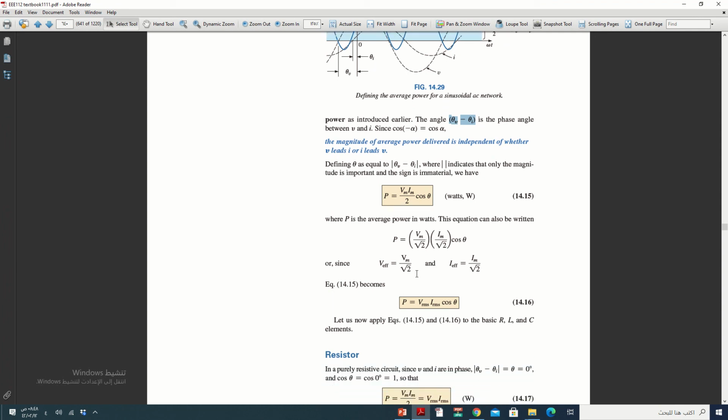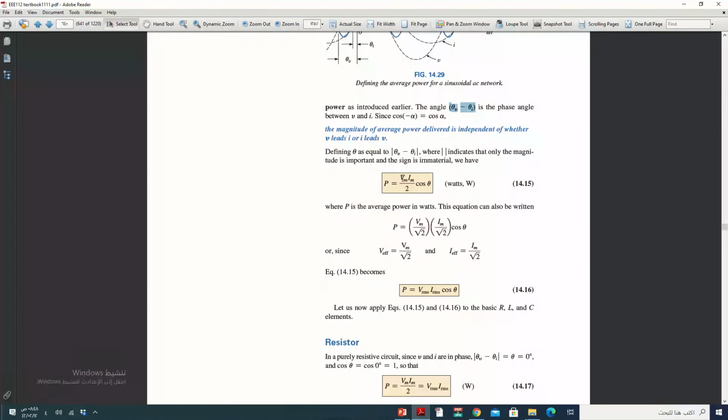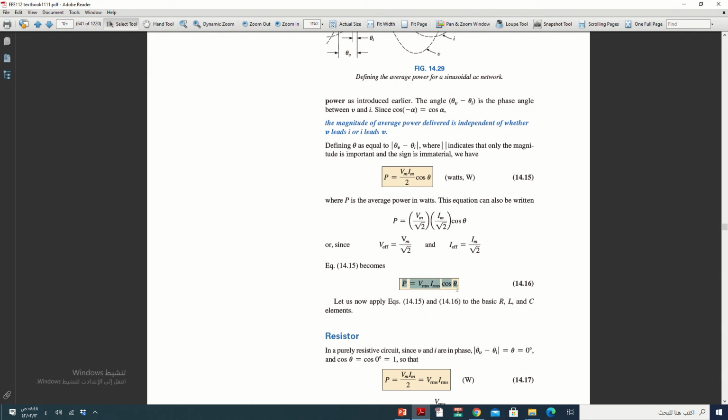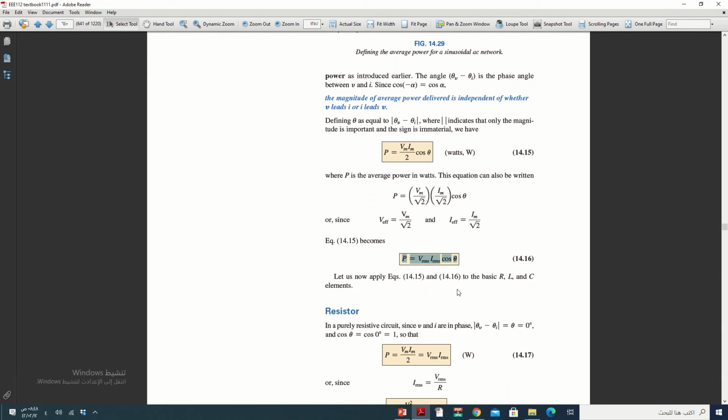We can say Vm divided by root 2 and Im divided by root 2, which is equal to the RMS values. This means VRMS IRMS cosine theta is the formula for the real power or active power from now on. Voltage multiplied by current multiplied by cosine theta, you will get the average power.